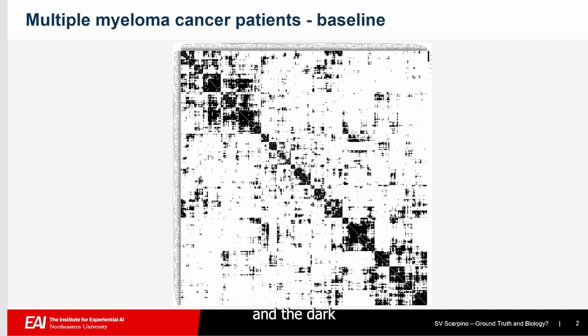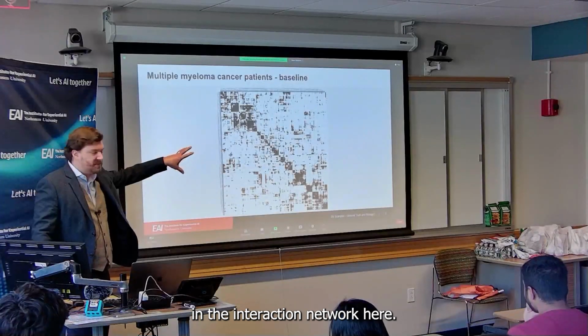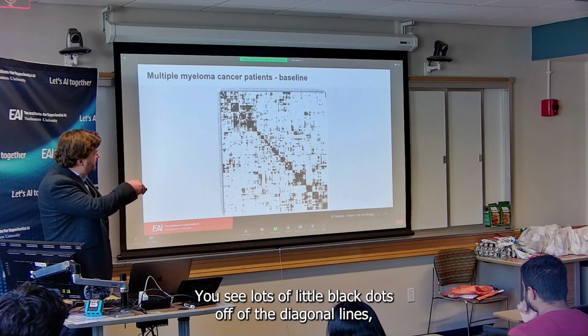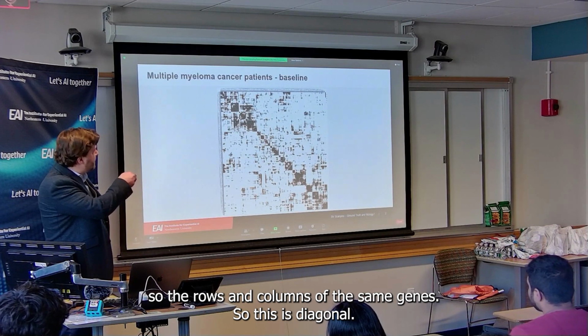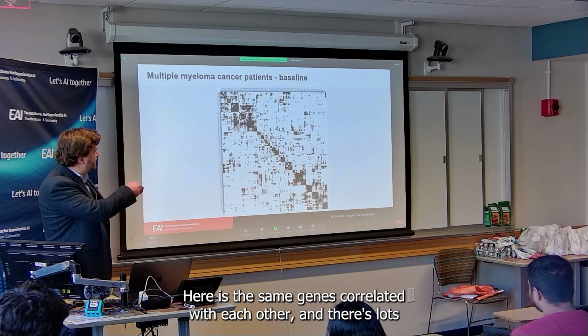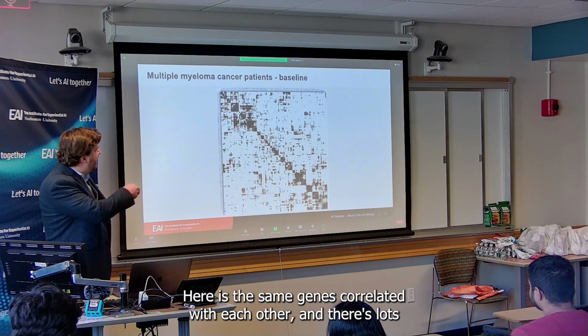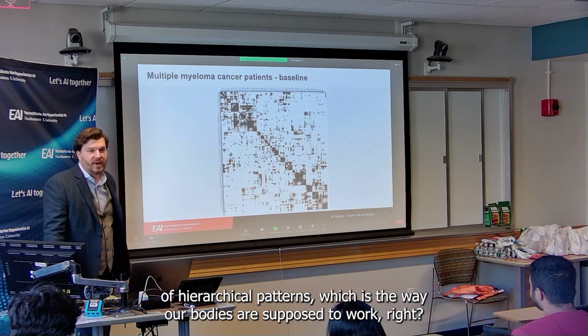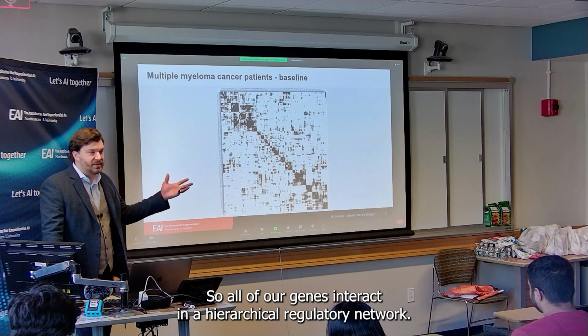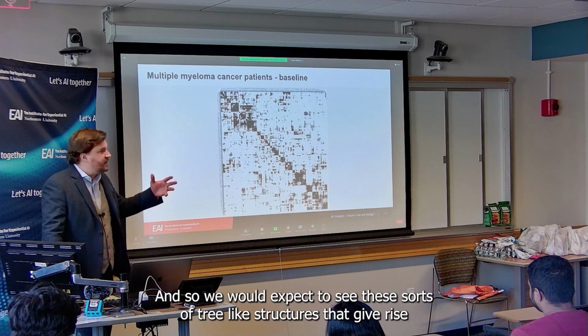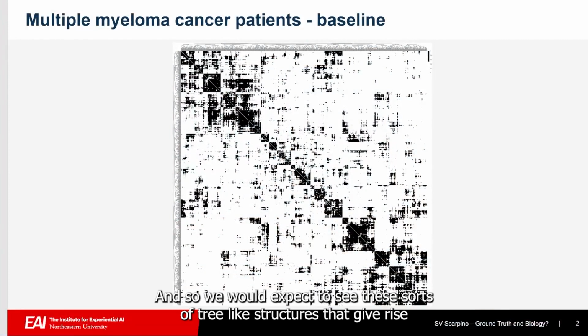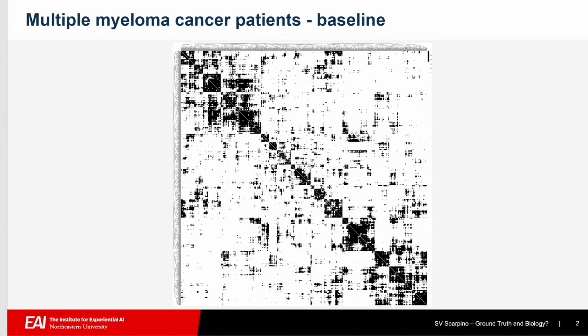And the dark spots here are places where the genes' expressions are correlated with each other. If you're used to looking at these kinds of things, what should jump out at you is that there's a lot of structure in the interaction network. You see lots of little black dots off of the diagonal line. The rows and columns are the same genes, so the diagonal is the same genes correlated with each other. And there are lots of hierarchical patterns, which is the way our bodies are supposed to work, right? All of our genes interact in a hierarchical regulatory network, so we would expect to see these tree-like structures that give rise to this blocky pattern.